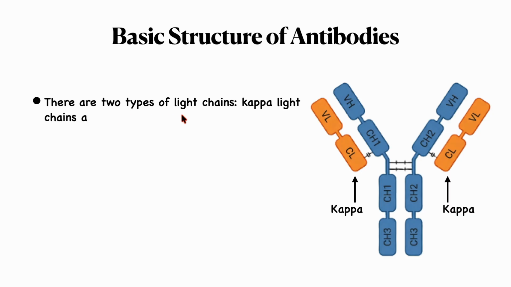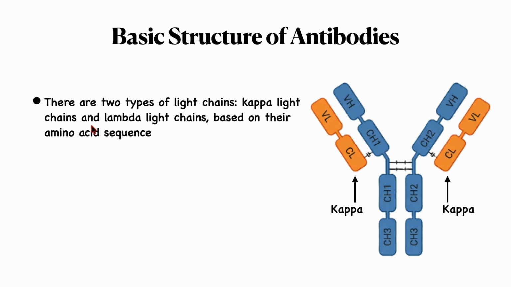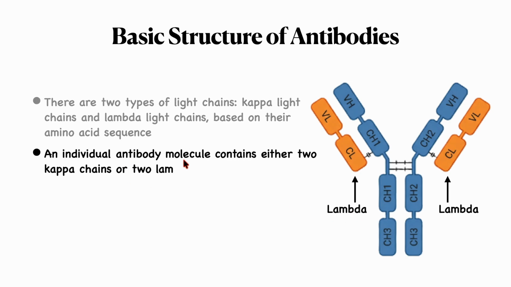There are 2 types of light chains, kappa light chains and lambda light chains, based on the amino acid sequence. An individual antibody molecule contains either 2 kappa chains or 2 lambda chains, but not one of each.